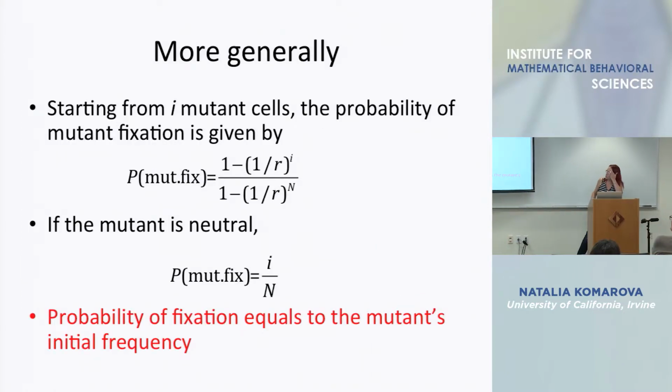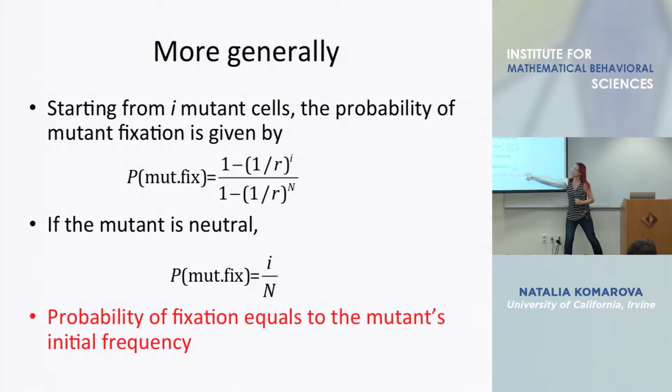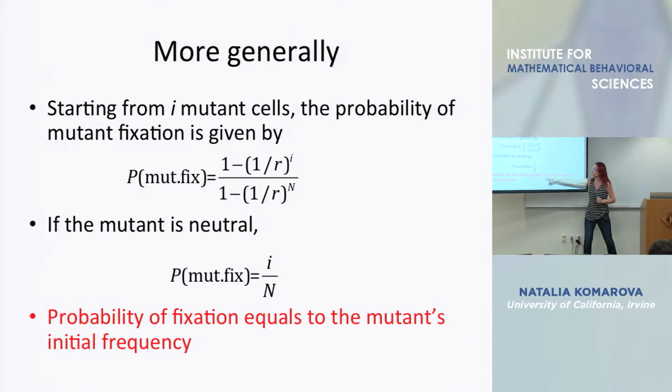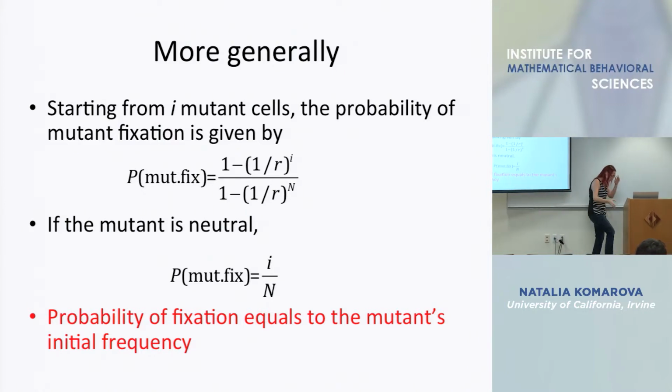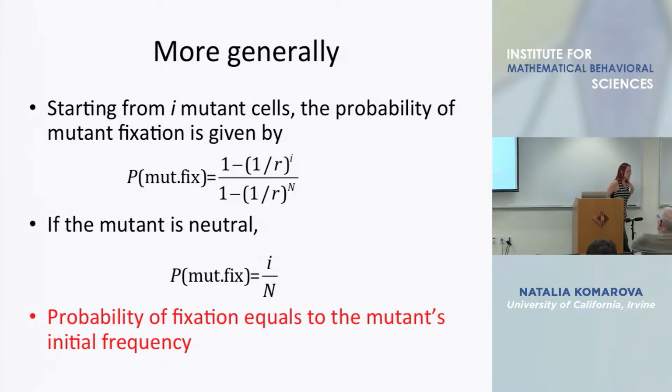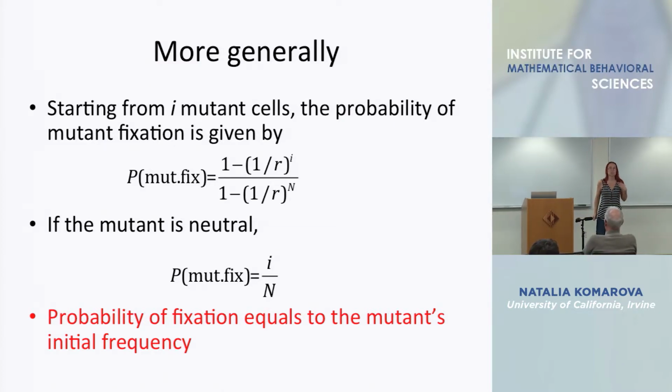This well-known result generalizes to the initial condition where we have I mutants at the beginning. So if the mutant is neutral, the probability of fixation is I over n. Probability of fixation equals the mutant's initial frequency. Right? So this is a well-known result in genetics. It's I over 2n if reproduction is sexual. This is simpler. It's asexual reproduction.